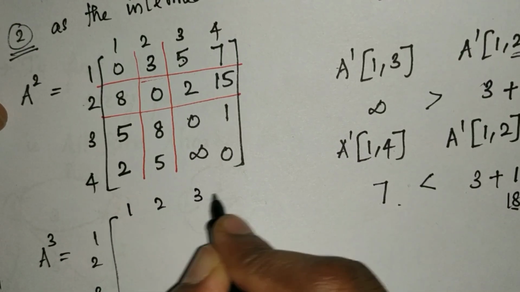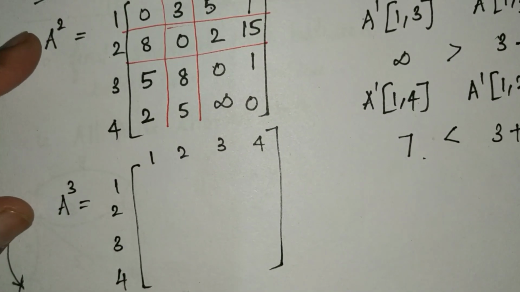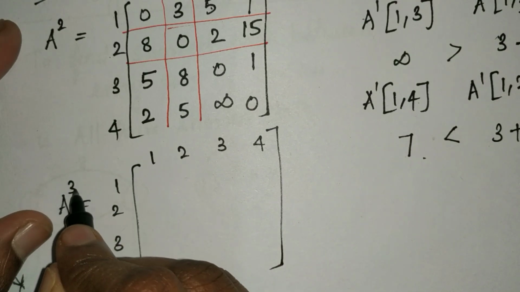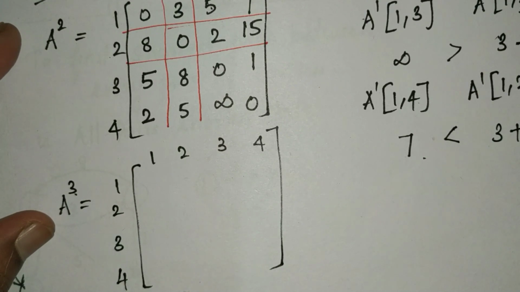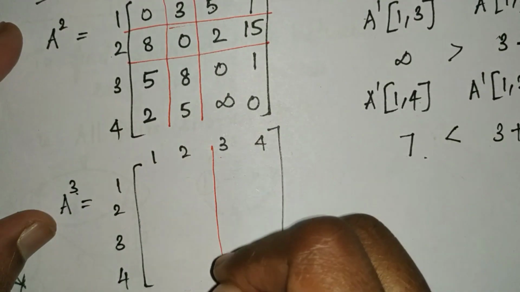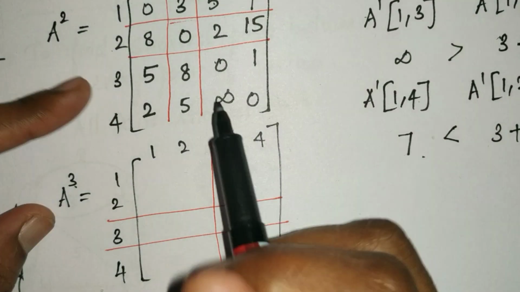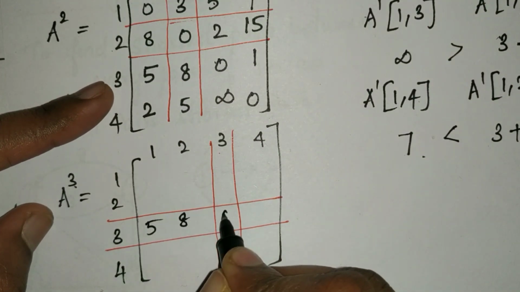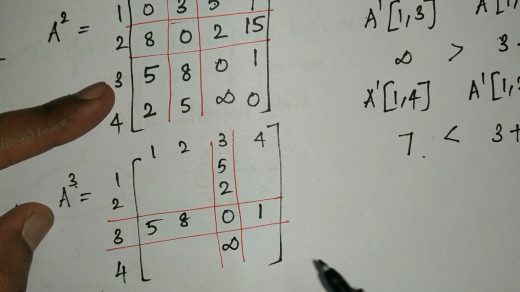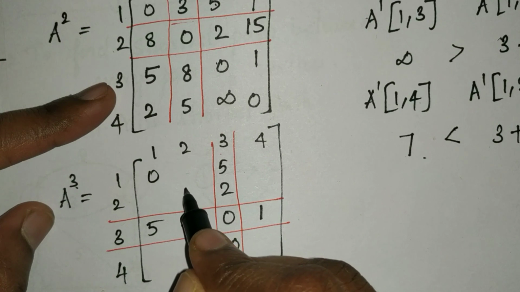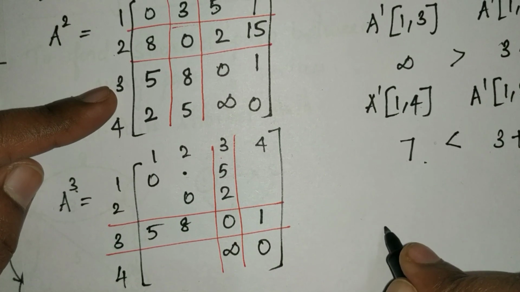Here also the same thing. As we are calculating the matrix A3, we are going to take vertex 3 as the intermediate vertex. So the row and column of vertex 3 can be written as it is: 5, 8, 0, 1, and here it is 5, 2 and infinity, and the diagonals are all going to be 0.